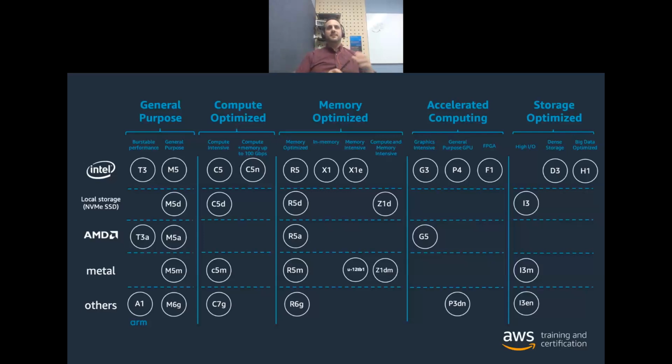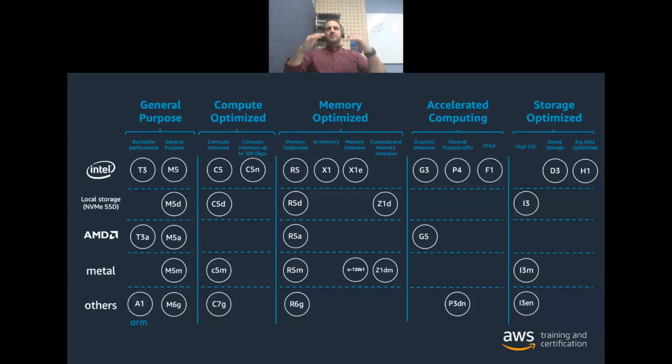Here is a cheat sheet of the different instance types. This is definitely not exhaustive. There's a lot more out there, but as a general guide, you've got your T series. This is your budget series. You're quite literally paying a couple of cents per hour to run these machines.